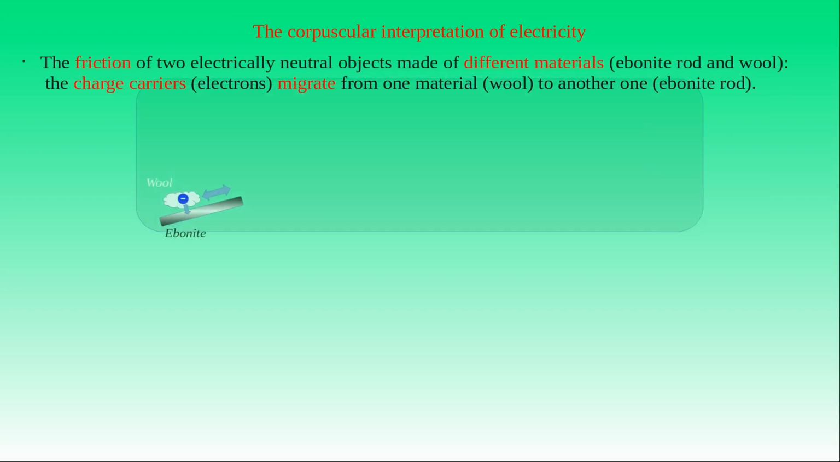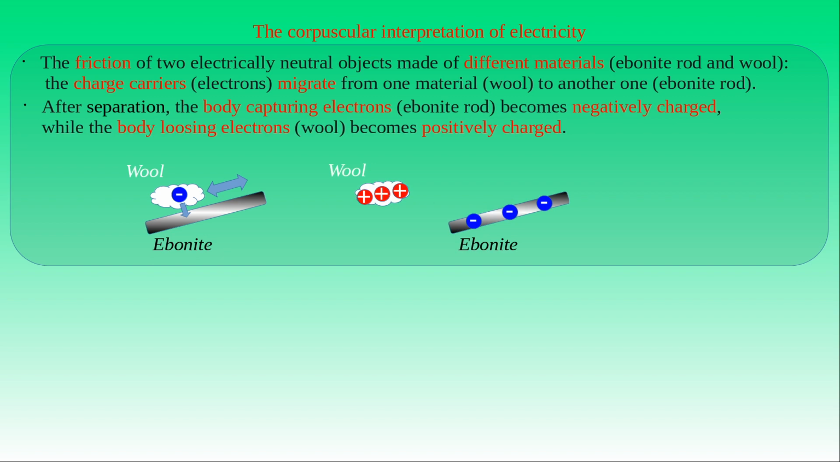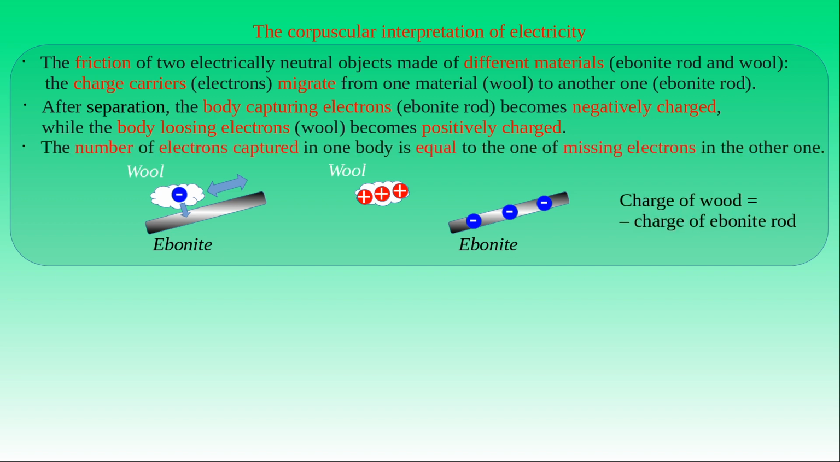If we use the model based on atom physics, then we can provide a corpuscular interpretation of the static electricity in matter. According to this model, during the friction of two electrically neutral bodies made from different materials, the charge carriers migrate from one material into the other one. In this example, the charge carriers are electrons and they migrate from the wool into the ebonite. After the separation of charge, the body capturing electrons becomes negatively charged, whereas the body losing them becomes positively charged. Therefore, the wool and the ebonite rod attain positive and negative charges respectively. We note that the number of electrons captured by the ebonite rod is equal to the number of electrons migrated from the wool.